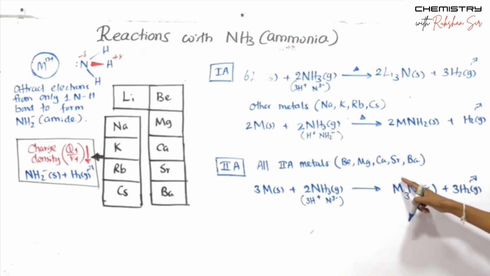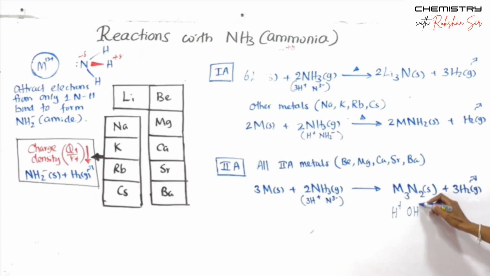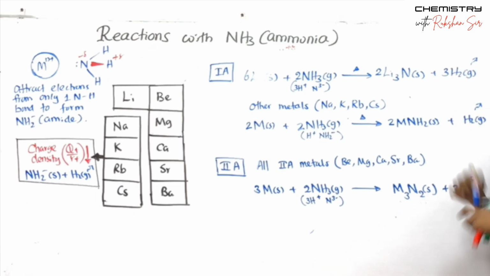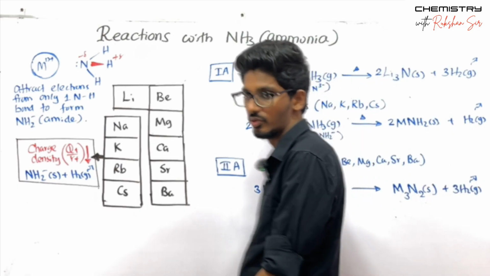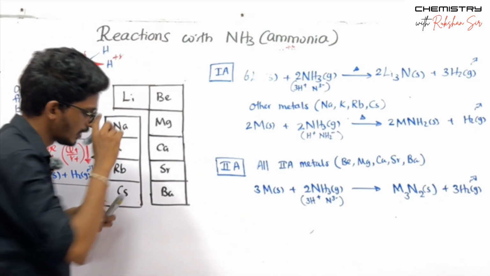So this guy will come up with the M2 plus and the N3 minus. So if you have to react it with water, what will happen? Exchange of ions, M(OH)2 and the NH3. So the product produced by the reaction of metal with the ammonia will react with water to produce the ammonia again. That is the special thing here to grab, right?